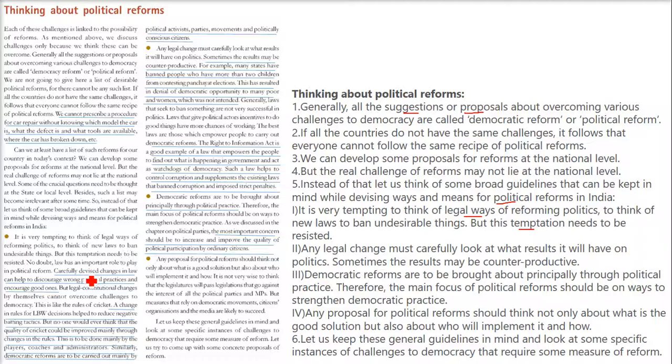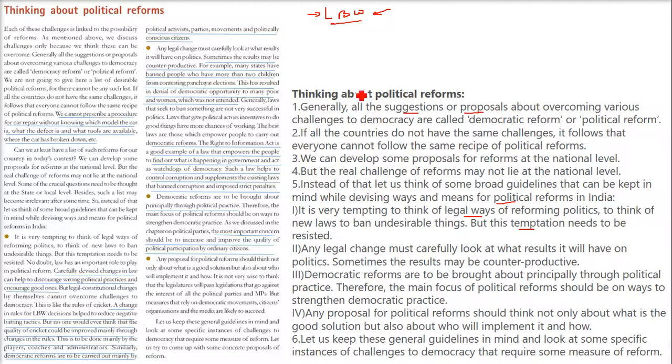Carefully devised changes in law can help to discourage wrong political practices. The things going wrong in politics, we can devise changes in law for. For example, in cricket there is the leg before wicket rule: if your feet are in front of the wicket and the ball is going to hit the wicket, you are out. But only LBW is not going to solve cricket. We have to take this idea to the players, the coaches, and the administrators.